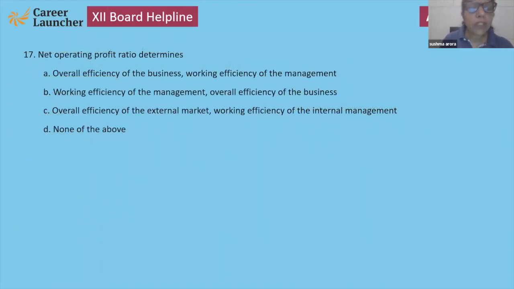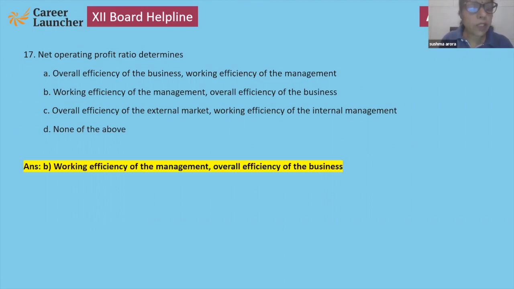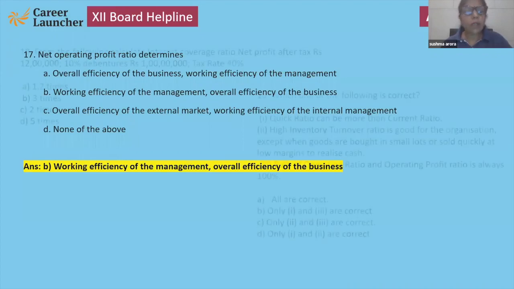Now, net operating ratio determines: overall efficiency, working efficiency, overall efficiency of the external market, or none of the above. Operating ratio determines the working efficiency of the management. Net operating ratio shows the working efficiency of the management.